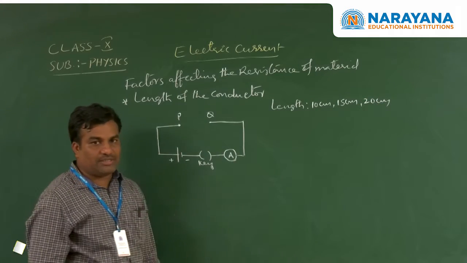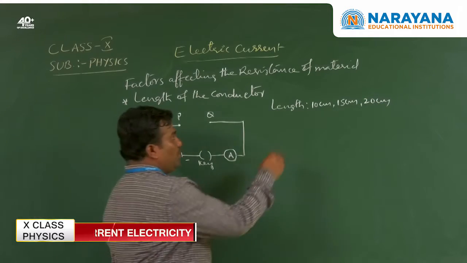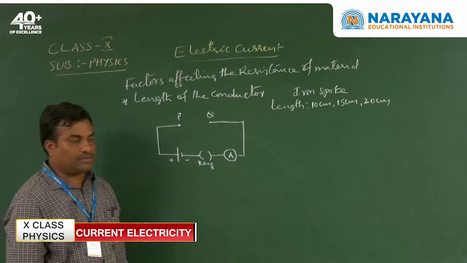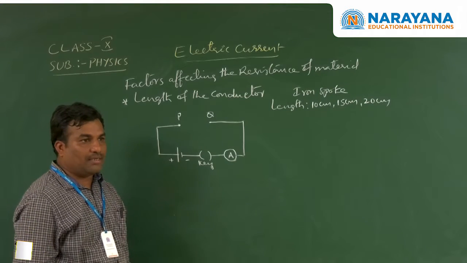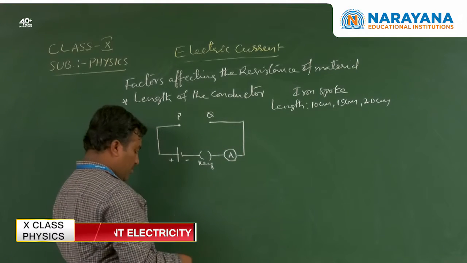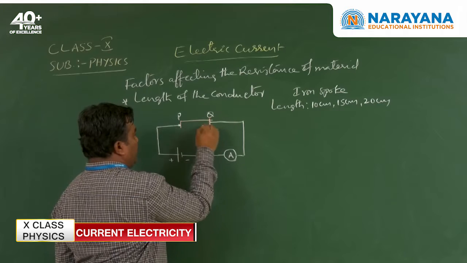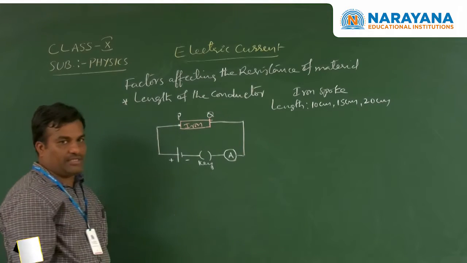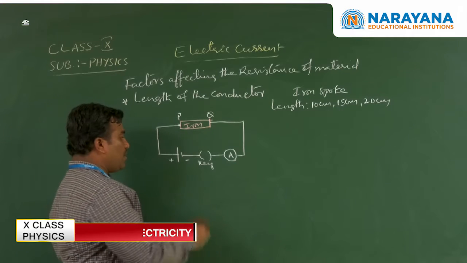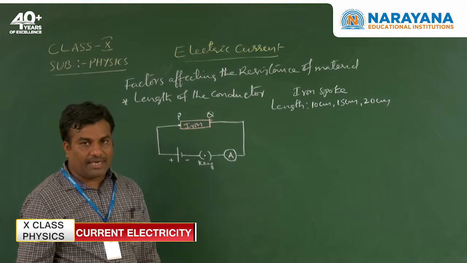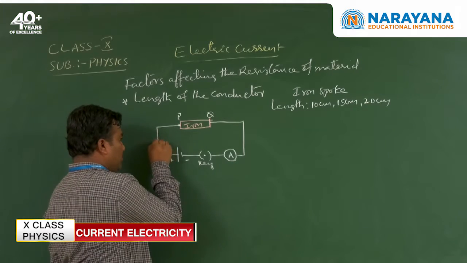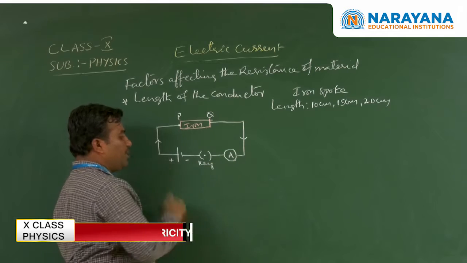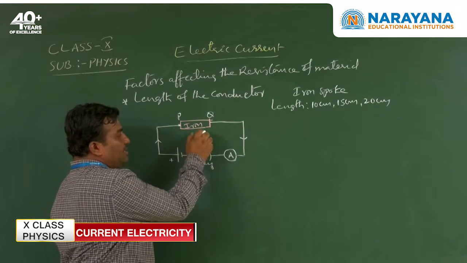Same area of cross section, same material of iron spoke. I am taking here iron spokes that have different lengths. First I am taking 10 centimeter of iron spoke and placing it between the P and Q points. Now press the key. When we press the key, current flows through the circuit, through the iron spoke, from positive to negative end. Here we take the 10 centimeter of length.